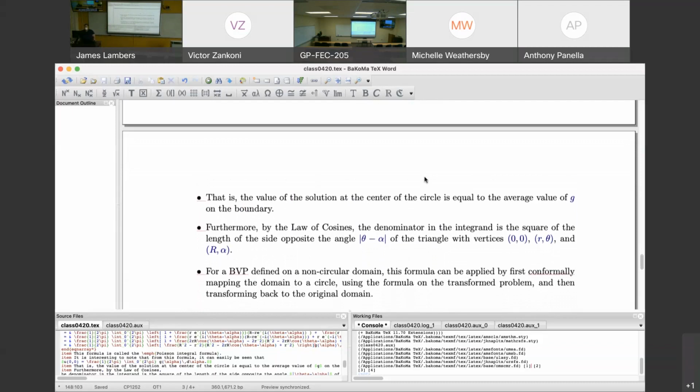Now, if you have a Laplace equation defined on a non-circular domain, you can use what's called conformal mapping, which is covered, for instance, in complex analysis courses, to map your domain to a circle, and then apply Poisson's integral formula, and then transform back to the original domain. Because that would preserve the Laplacian.